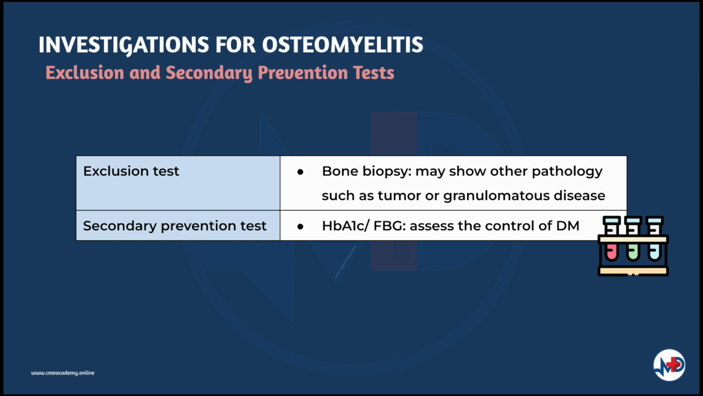As there are other bone diseases that might manifest similar symptoms to osteomyelitis, a bone biopsy would be helpful for physicians who are suspecting other pathologies, to detect other conditions such as presence of tumor or granulomatous disease. For secondary prevention tests, blood investigations such as HbA1c or fasting blood glucose would be helpful to assess the control of diabetes mellitus, as patients with uncontrolled comorbidities have increased risk of developing osteomyelitis.